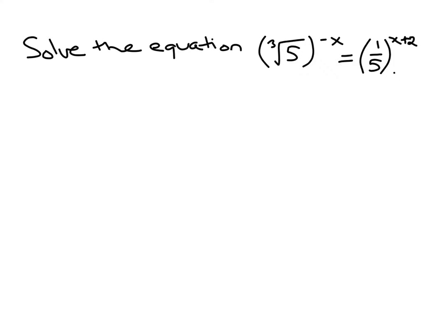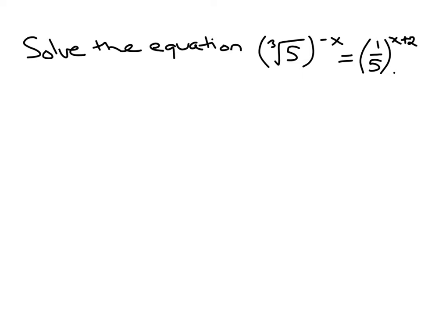In this example, you're asked to solve the equation: the cube root of 5 to the negative x power is equal to 1/5 to the power x plus 2. For an equation like this, you could solve by taking logarithms of both sides, and you'll look more into that method of solution later. Taking logarithms of both sides is a strategy that will work to solve most exponential equations. But with this one, I want to emphasize a different strategy that you can use sometimes.